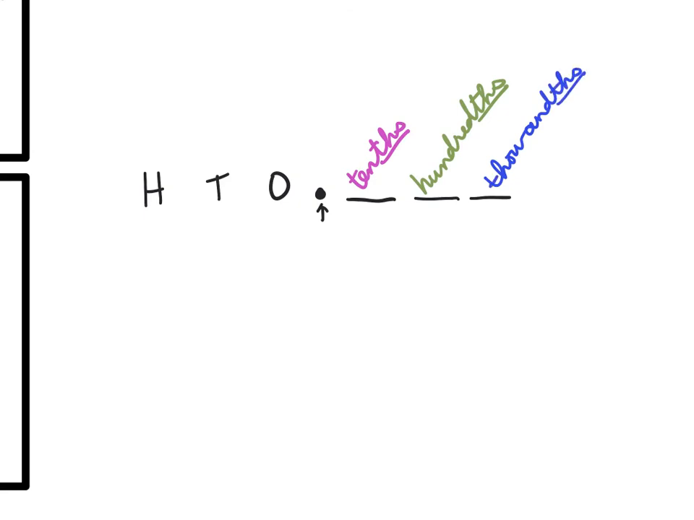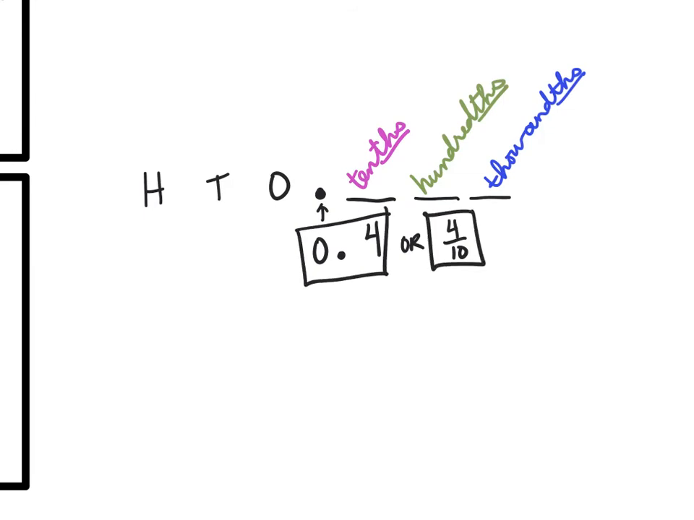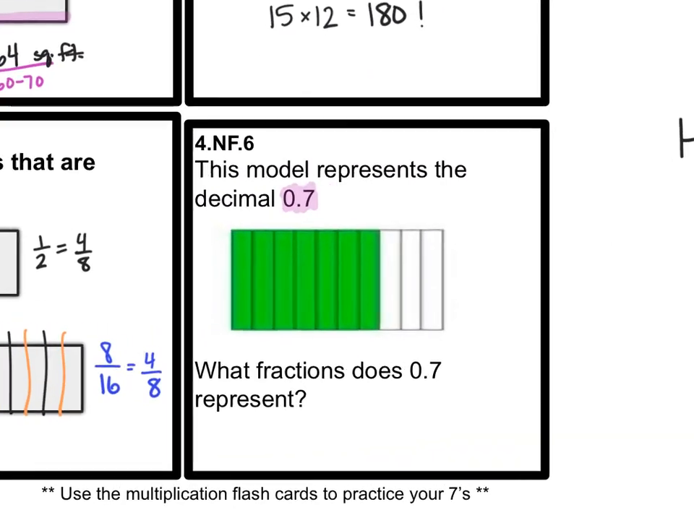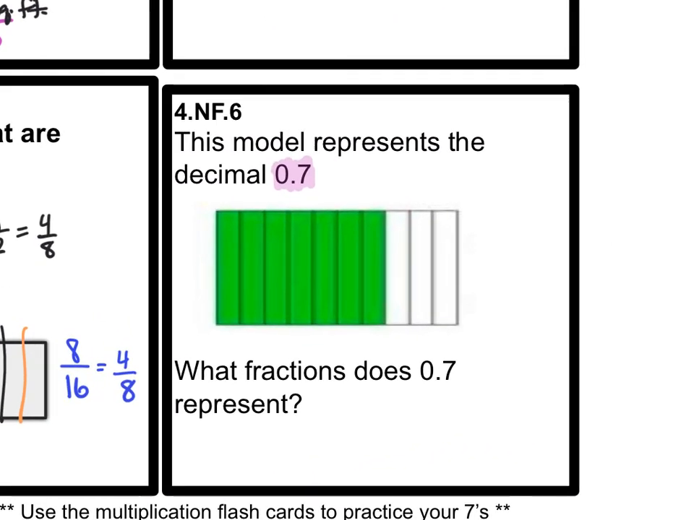Now, what that means is if I have a number in the tenths place, such as 4, that means my new number is going to be 0.4 or 4/10. And you actually say this number the same as you would say this one. Therefore, this 4/10 is the same as this 0.4. So keeping that in mind and going back to our problem here, this model represents the decimal 0.7. What fractions does 0.7 represent?